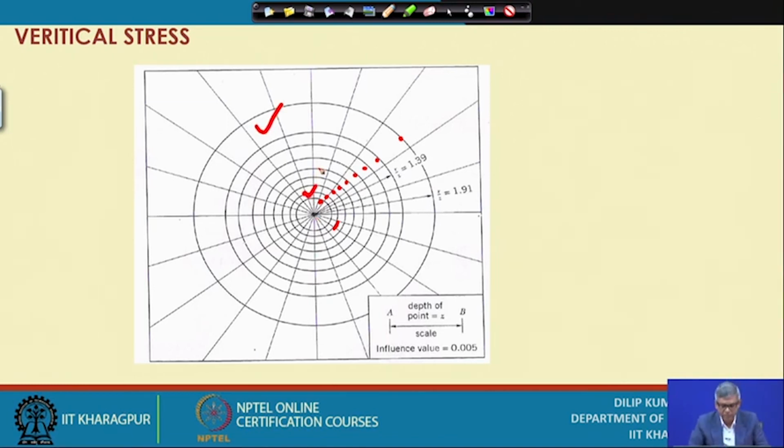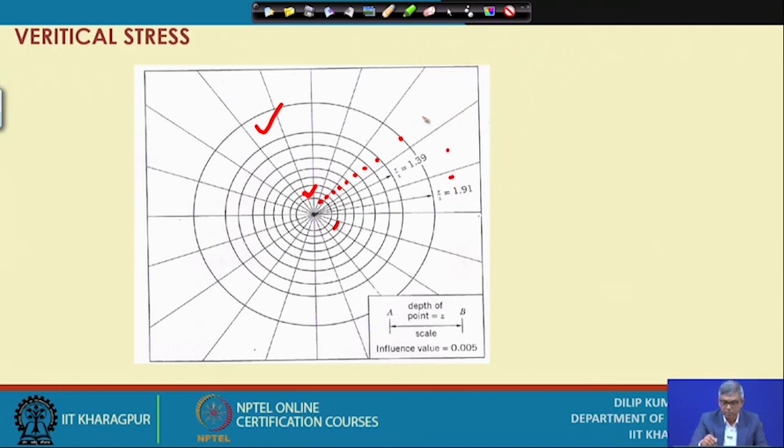So, this way you have drawn so many circles. Now, once again, if I divide this circle into a number of parts by drawing radial lines like this, you can see we have divided it into 20 parts.